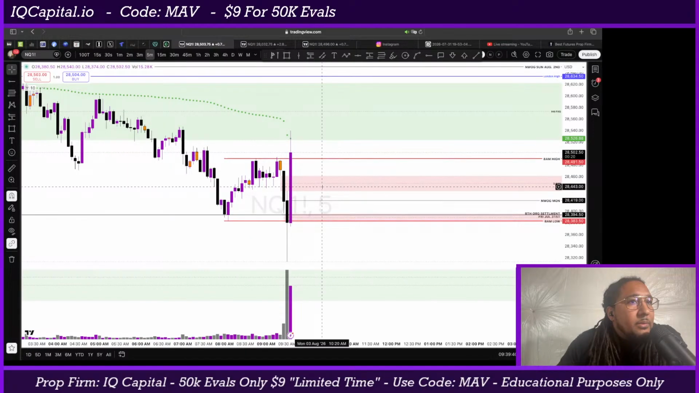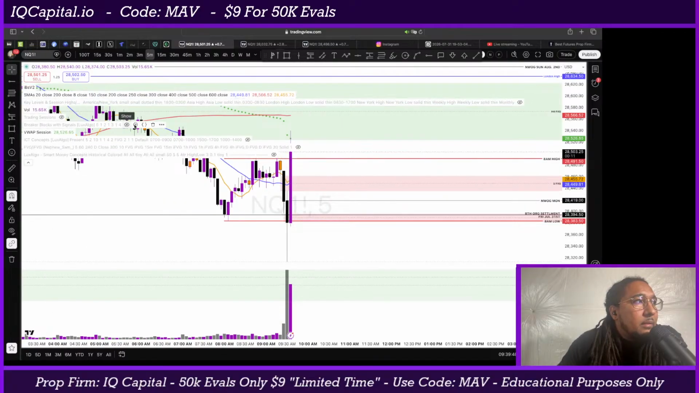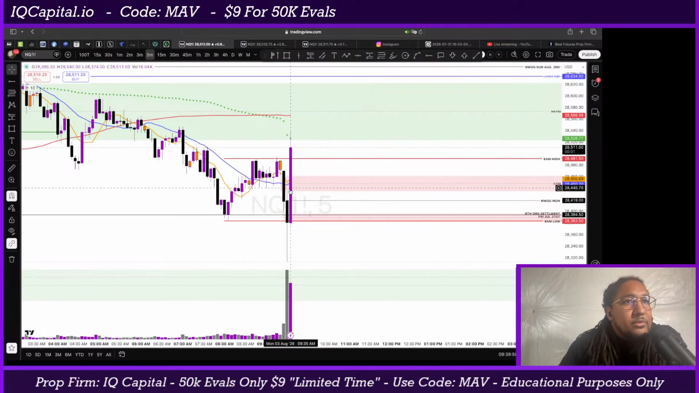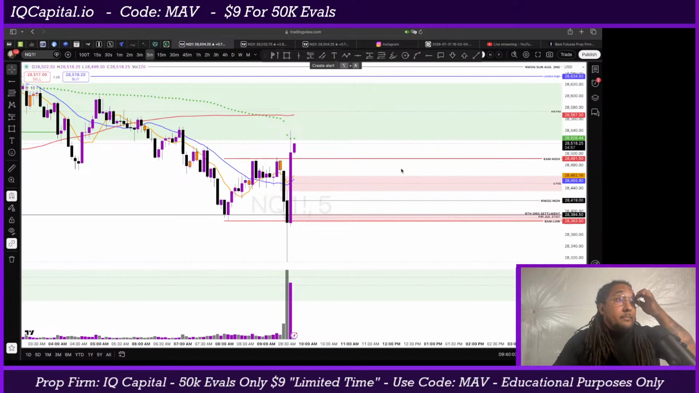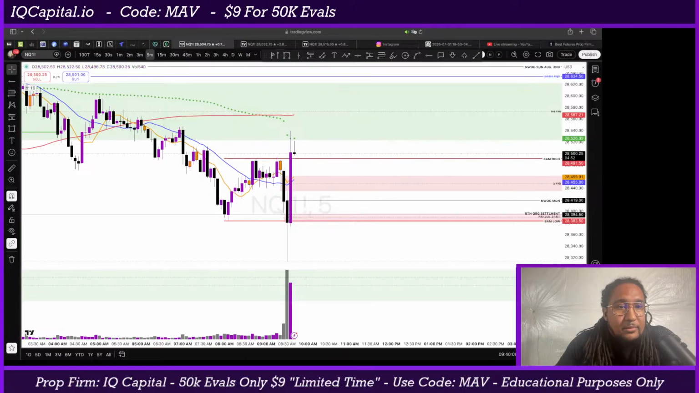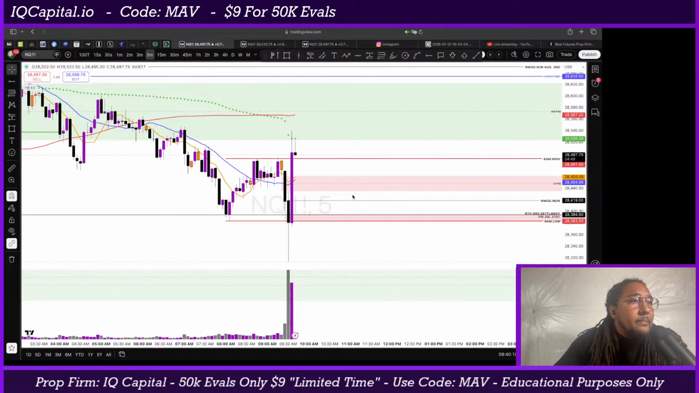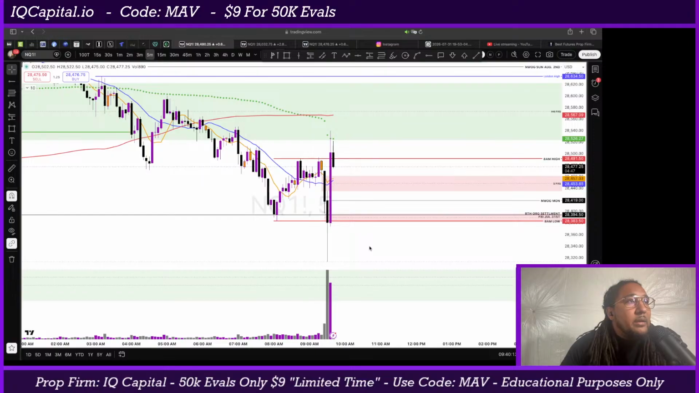Looks like we're going to invert this 5 minute. I would like to see a nice pullback. I'd like to see a nice pullback before getting into this trade, if I was to take a long. But ES is very strong. But right now it's just a little bit too much going on all at one time.